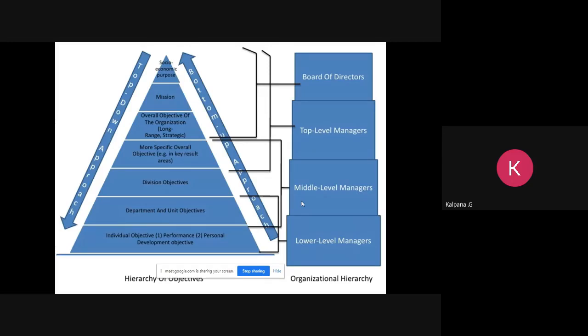Then we have top level managers. They will be involved in those three. Again, they are also involved in the more specific ones, which means key result areas. These top level managers are also involved in this overall objective, because they might provide assistance to the board of directors when the overall objective of the organization is set. They are the technical people, so they'll have a hand in setting the overall objectives.